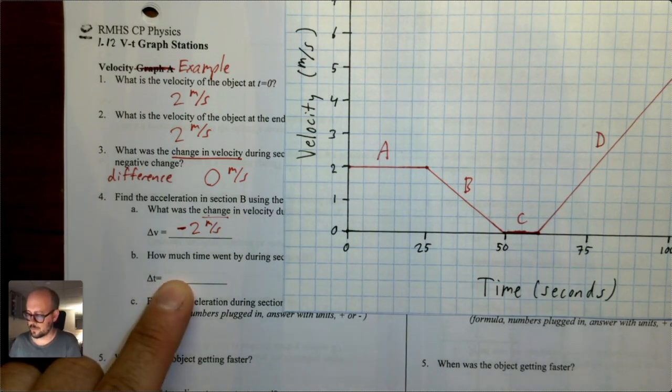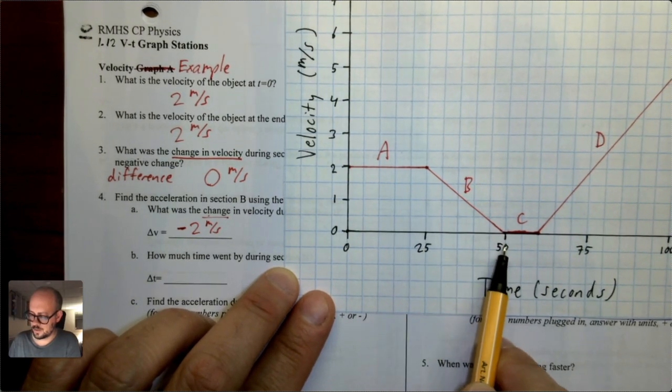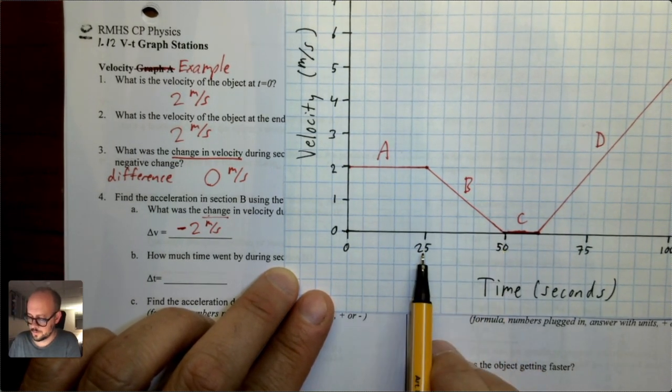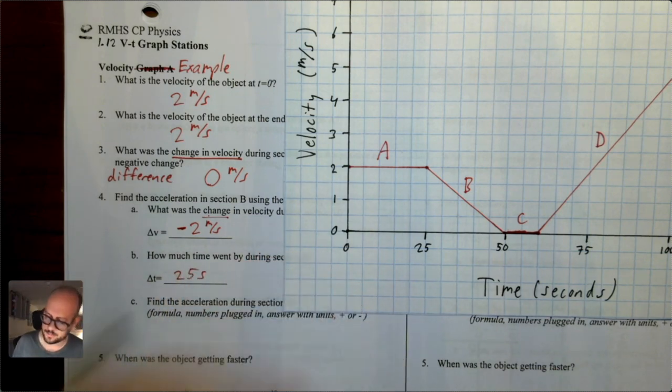How much time went by during section B? It started at 25 and ends at 50. So we find the difference between 25 and 50, and that's 25 seconds.